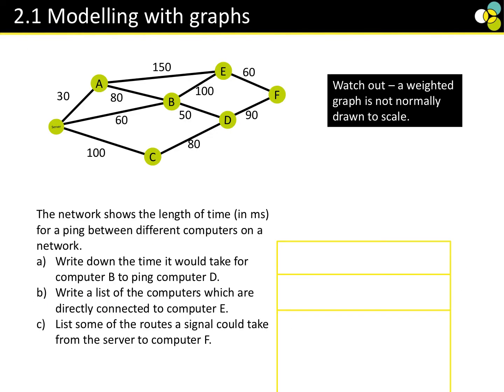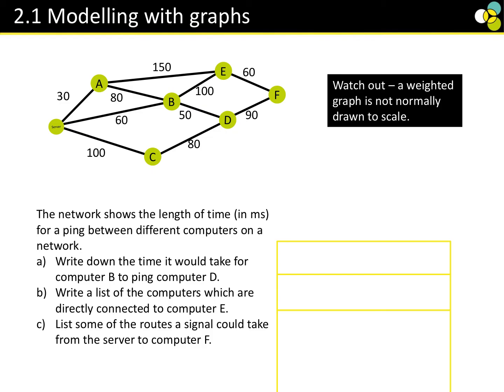So, we're going to look at modelling with graphs. Weighted graphs are not drawn to scale normally, so it wouldn't make sense. For example, we can see here that this 60 line is possibly the same or slightly bigger than this 150. They're never drawn accurately, okay? So do not be afraid by that.